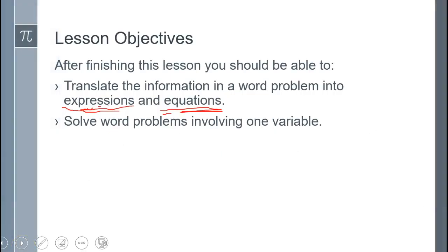Our lesson objectives are to translate information in a word problem into expressions and equations, and to solve word problems involving one variable.